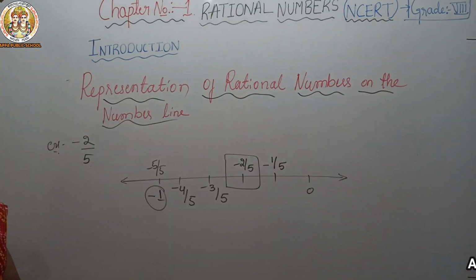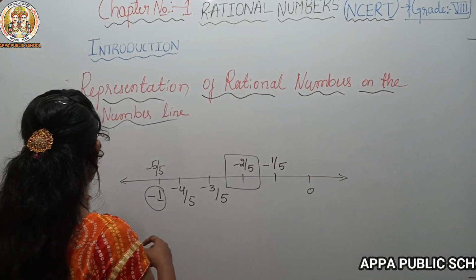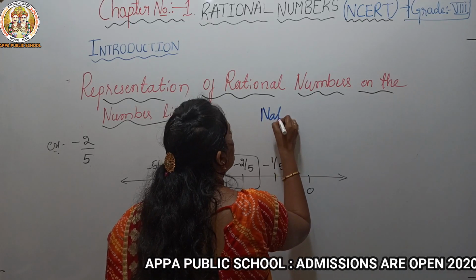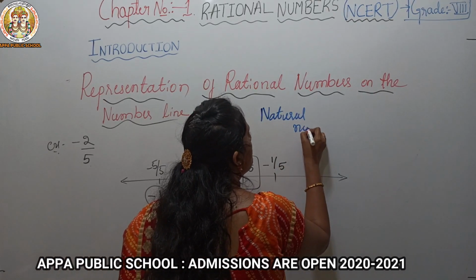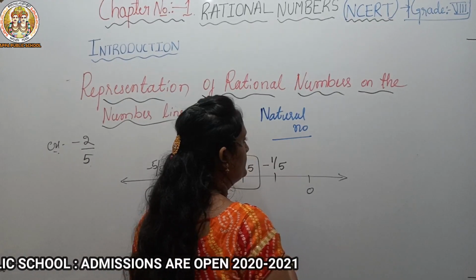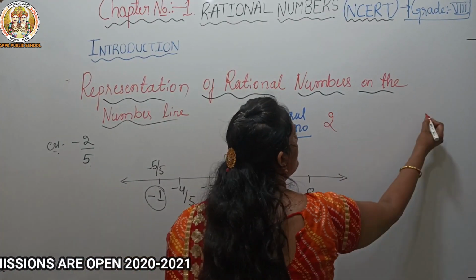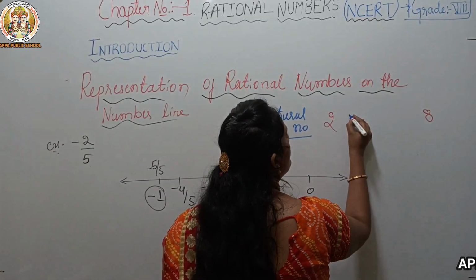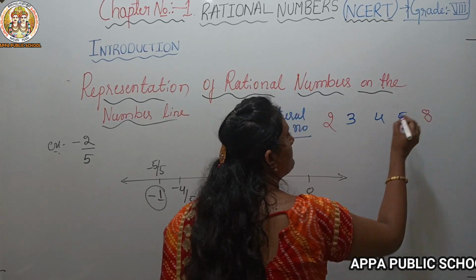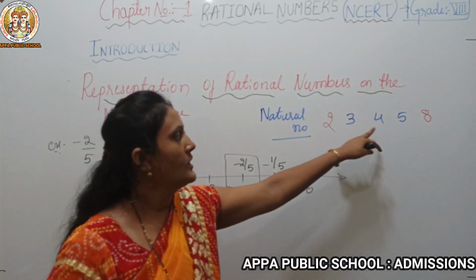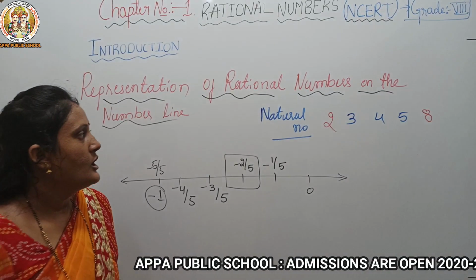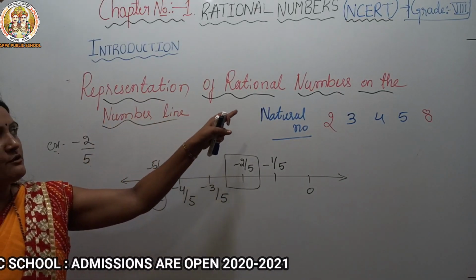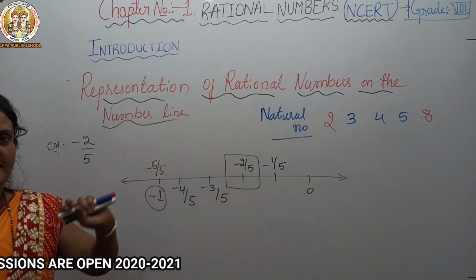Before that, you can check this about natural numbers. If you want to write the numbers between 2 and 8, you can check here: 2, 3, 4, 5. How many numbers? We will learn this in the next topic. So this much for the representation of rational numbers on the number line.